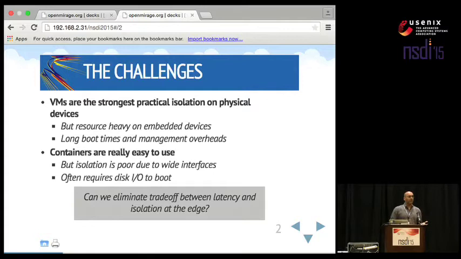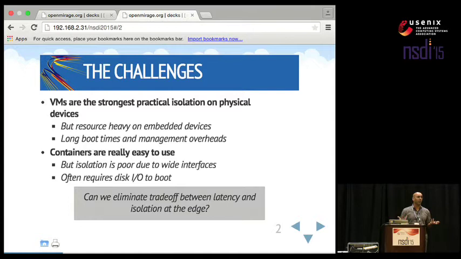Ideally, on the cloud, we use virtual machines in order to provide very strong isolation between services. And the issue is virtual machines have never really taken off in embedded devices because they tend to be designed with an extreme emphasis on resource usage. They tend to exhibit very large boot times and management overheads. You have to manage multiple operating systems on a tiny little microcontroller.